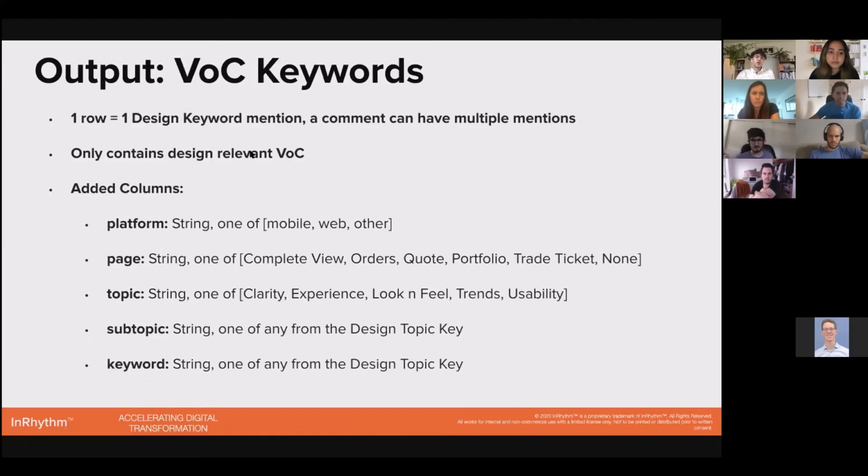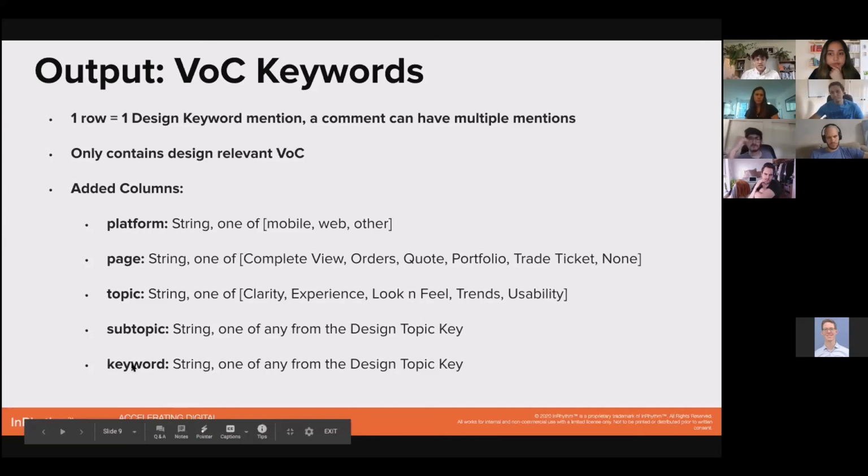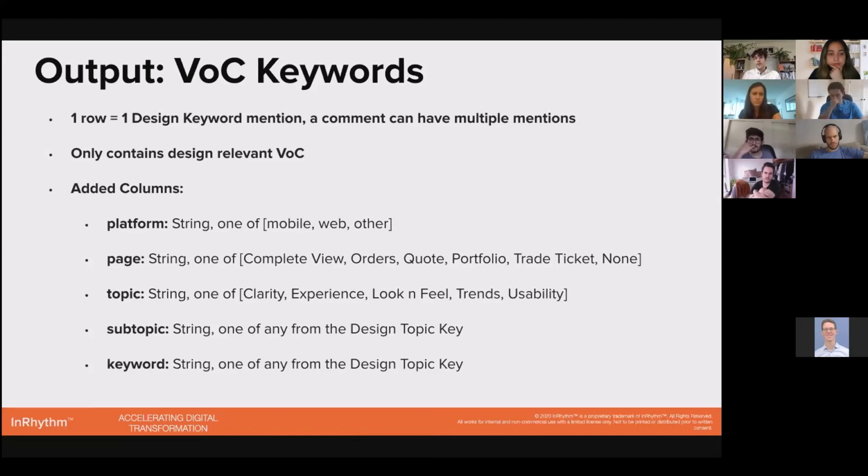And then VoC keywords, the key difference here is that 1 row equals 1 design keyword mention. So if you remember in that earlier slide where there was 1 piece of commentary that had found 3 different keywords, in this table, there will be 3 rows for that 1 entry. But there's only design-relevant VoC here, so it ends up being a much smaller table. And this one drills down to the specific keyword. So you can look in this and say, oh, something's going on with easy to use this month. What are the people actually saying? And they can drill all the way down and see, oh, we got 30 matches for difficult to use. So they can know exactly what's going on.